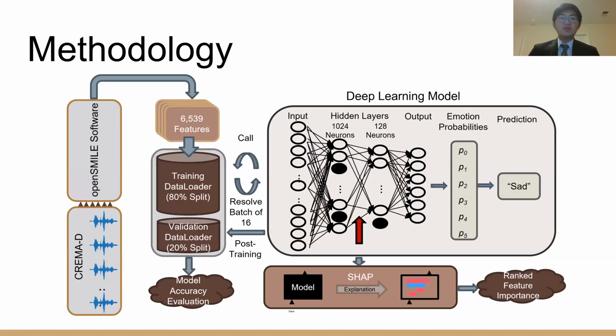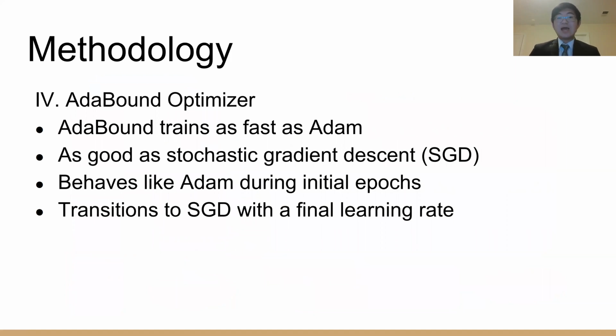Next, going into what the deep learning model actually used. An important part of this deep learning model was that it used something called the out-of-bound optimizer. The out-of-bound optimizer is important because it trains as fast as a well-validated optimizer, Adam, and as good as stochastic gradient descent. Essentially it tries to take the best of both worlds by behaving as Adam during initial epochs before transitioning to stochastic gradient descent with a final learning rate. By doing so, in theory, the model is performing much faster than other models, while at the same time maintaining the high accuracy rates by transitioning to SGD later.